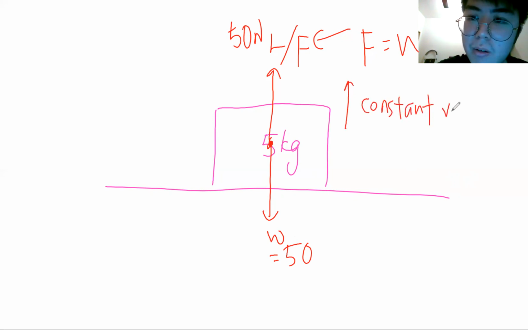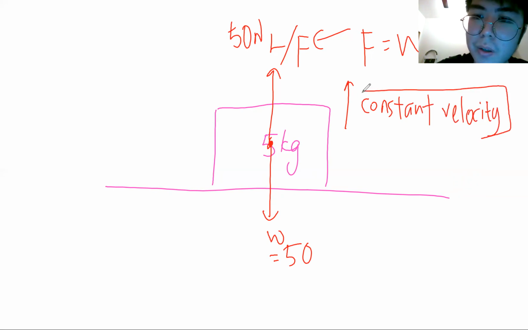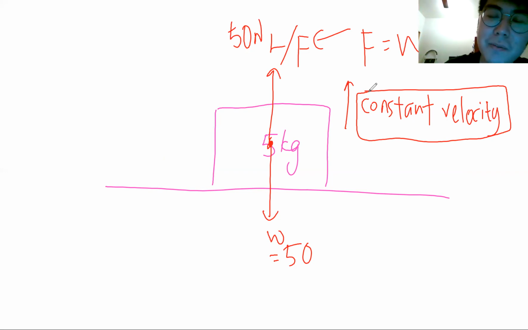Recall what we have learned just now? Constant velocity also means the force is balanced. So if you apply the same force as the weight, two scenarios can happen. The first one, the object can move up at a constant velocity. The second one, the object stays at rest, just like how it is right now.